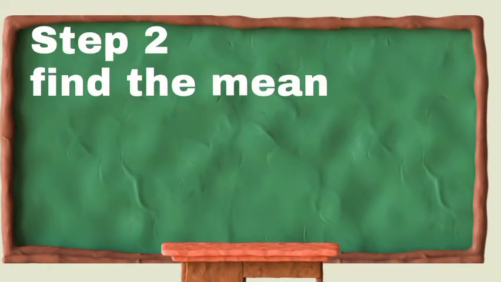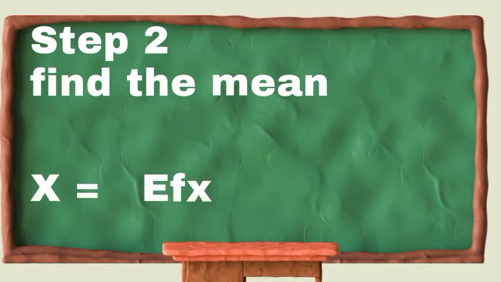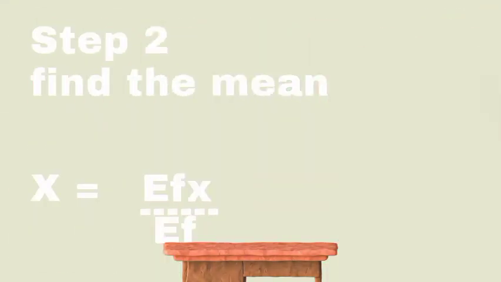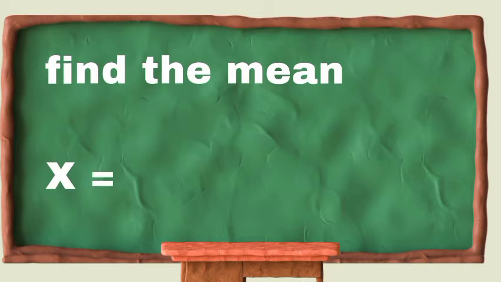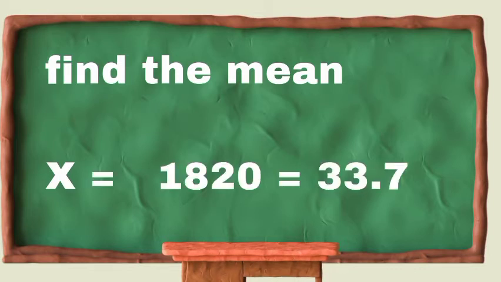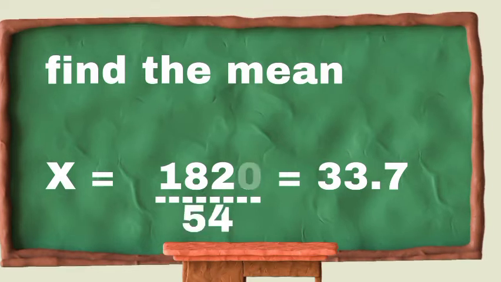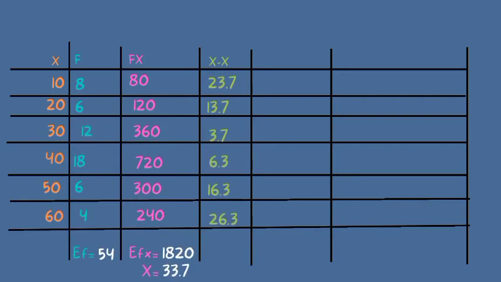Now, step 2, you find the mean. What you need to do is to divide the total of your fx over the total of your f. Here we have 1820 divided by 54 to give you 33.7. That's our mean.